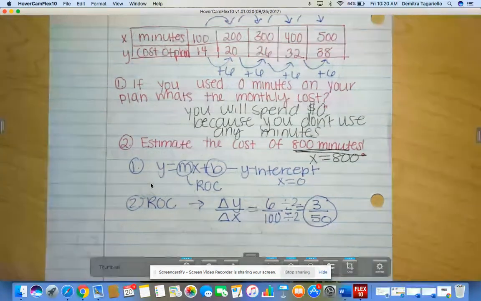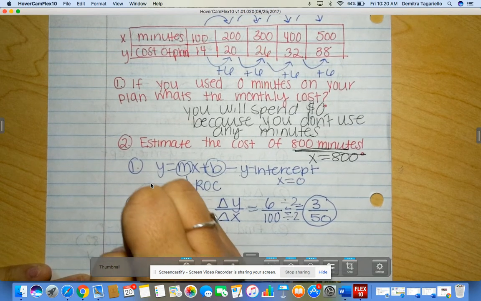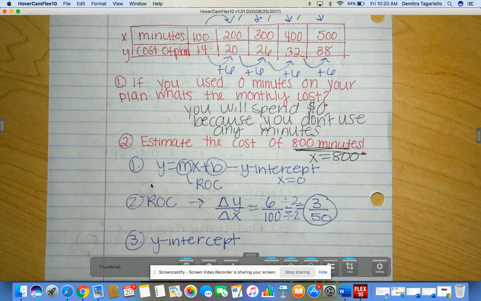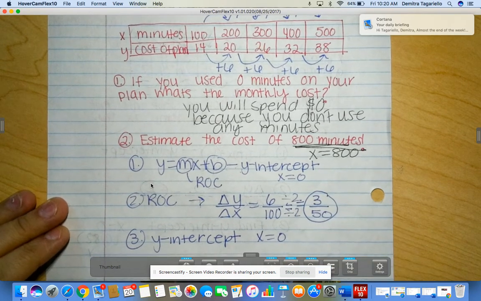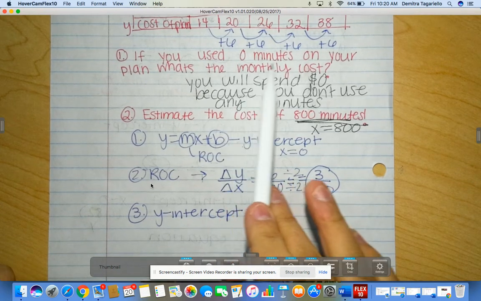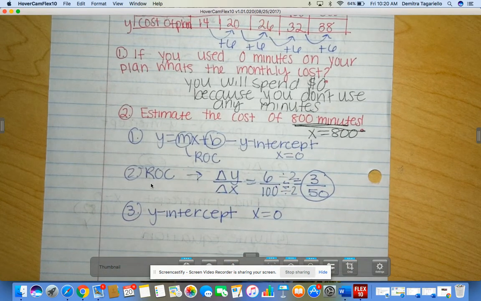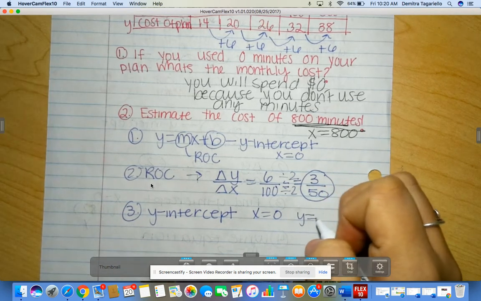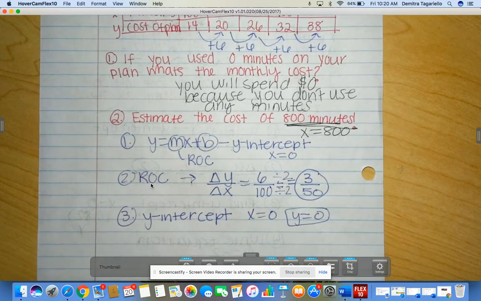So let's talk about the y-intercept. Okay, so the y-intercept here, I'm noticing is when x is equal to 0. So x is equal to 0 here. We already talked about it. Like basically minutes is x. So if you spend 0 minutes a month, we already talked about that. Y, the cost is going to be 0. So we actually already know the y-intercept, which is going to be y, is going to be 0.